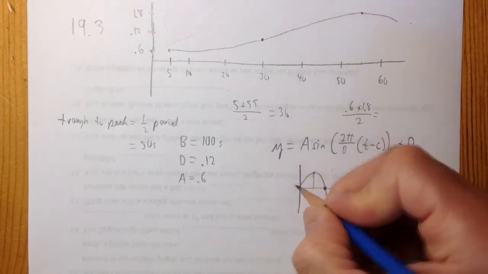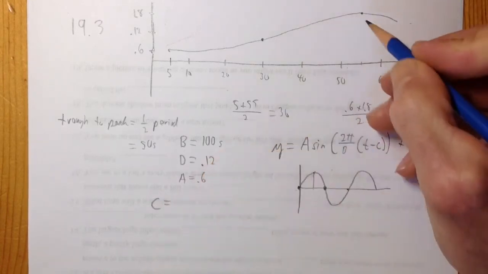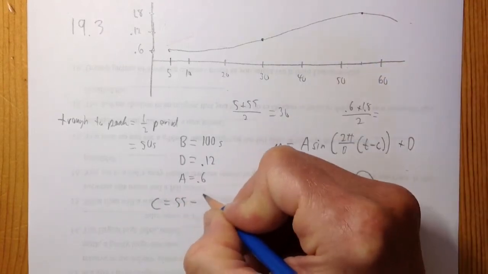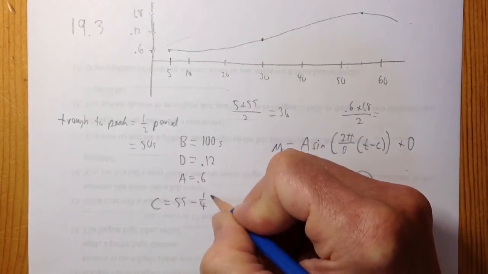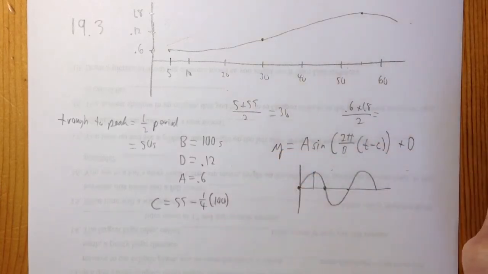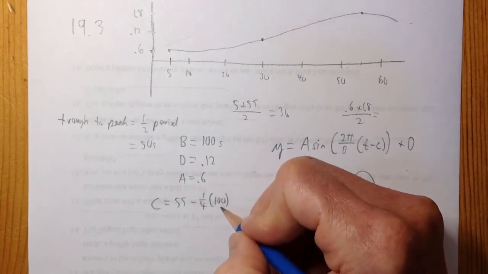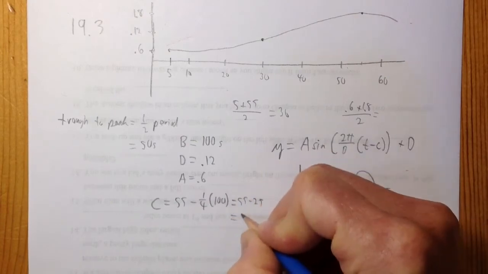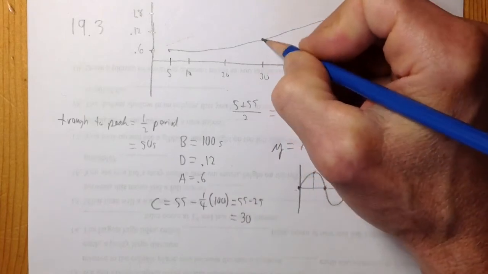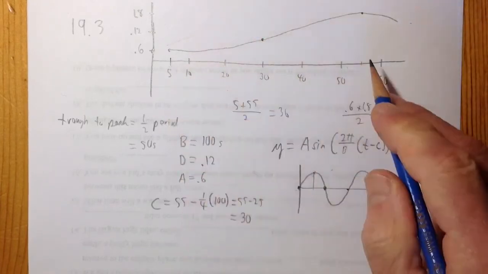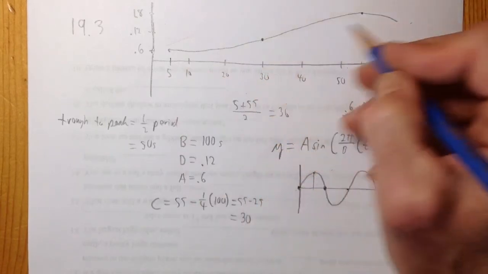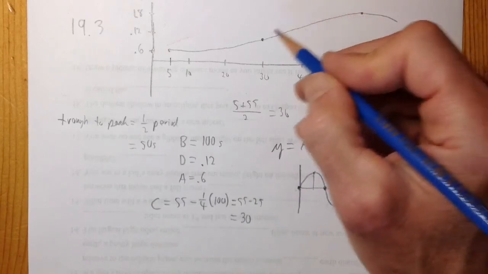So we know that C then is the point of a peak, which here we know the peak is 55, minus 1/4 of the period, and the period here is 100. So 1/4 of 100 is 25. So 55 minus 25, which is equal to 30, which we knew anyway because it's exactly halfway in between 5 and 55. But sometimes that's a tricky place to figure out. You can always find C by taking a peak and subtracting 1/4 of the period.